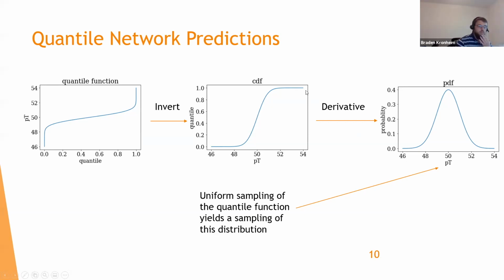It's pretty much the only way to effectively use this in higher dimensions, though, because you would have to map out an n-dimensional probability distribution, which would be very time consuming. So uniform sampling of the quantile is the most effective way to make samples from these.